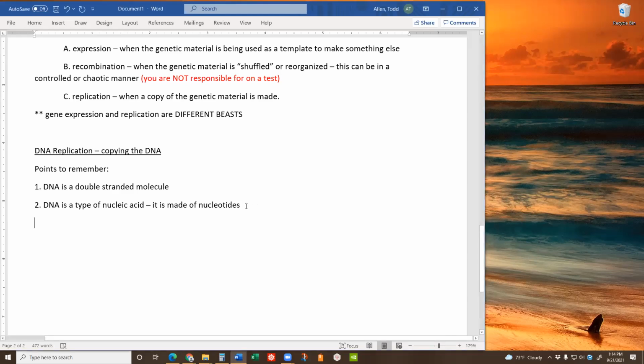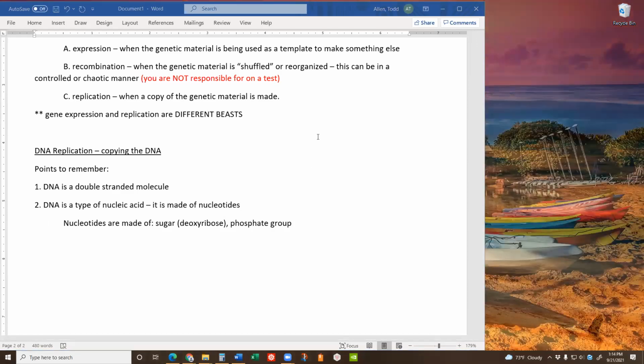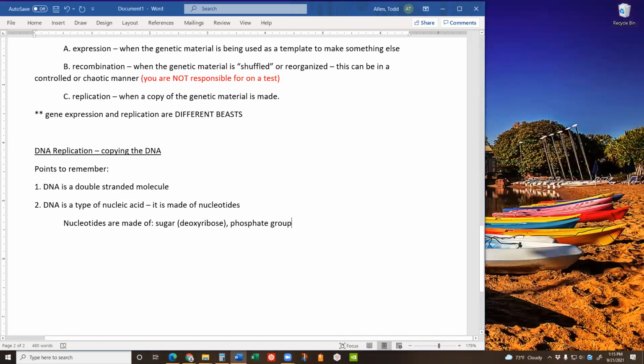So nucleotides are made of a sugar, which in the case of DNA is going to be deoxyribose, a phosphate group, by that I mean a phosphate atom that's typically surrounded by oxygen atoms, and another big ring structure molecule called a nitrogenous base, or a nitrogen base for short.